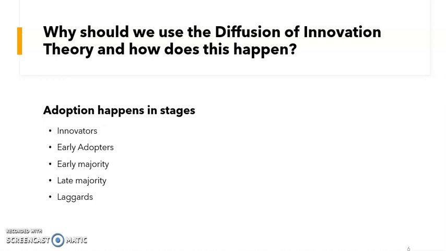Why should we use the diffusion of innovation theory? And how does this happen? So adoption happens in stages. People will adopt change at different speeds. There are innovators, the early adopters, the early majority, late majority, and the laggards. Each level of adopter influences the next to encourage the adaptation of the needed change. This is important in healthcare because it allows staff to adopt the change and encourage each other to adapt and accept the change as well. As each group adapts and recognizes the benefits of the change, it will be more easily implemented and followed through.